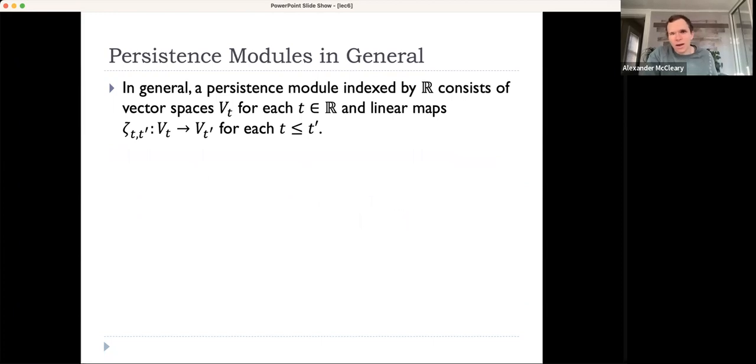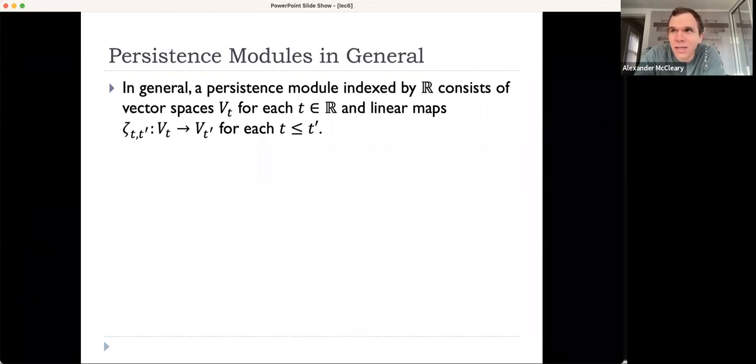Okay, so we've got these persistence modules now, and you can think about these persistence modules as a generalization of vector spaces. And just like with vector spaces, there's a whole lot of things we can do. One of the first things we typically do with vector spaces is ask, what does it mean for two vector spaces to be the same? And of course, the concept with vector spaces is that of a linear isomorphism.